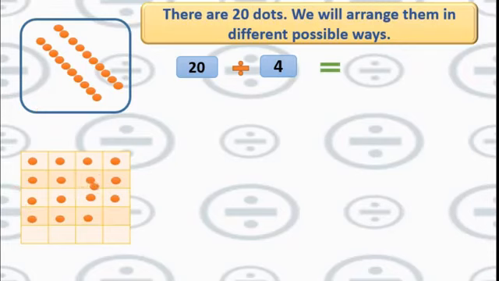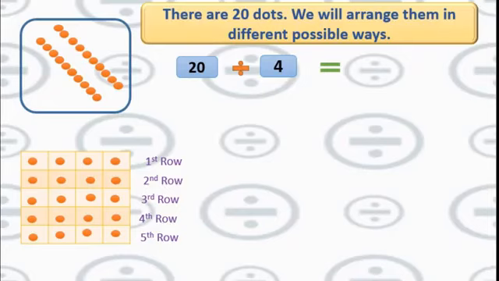Fourth row, how many dots? 4 dots. Fifth row, how many dots? We have to put 4 dots. See dear students, here first row 4 dots, second row, third row, fourth row, that is 16, and fifth row means 20 dots are there.